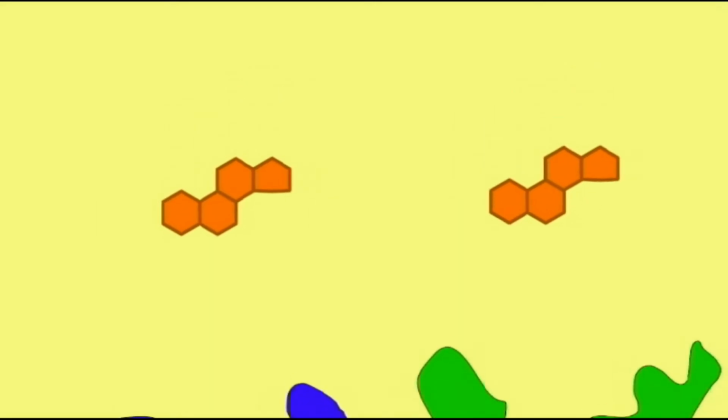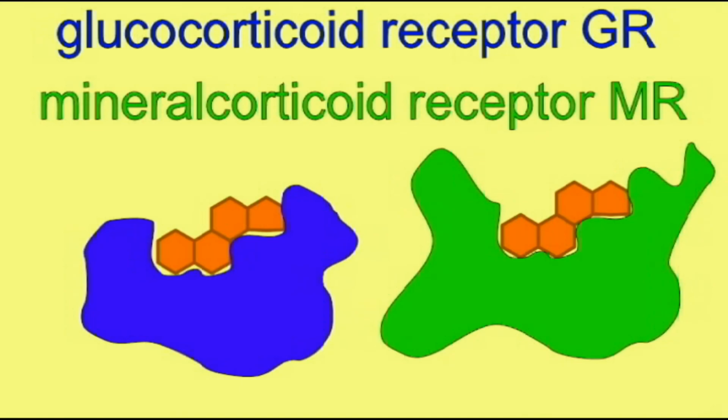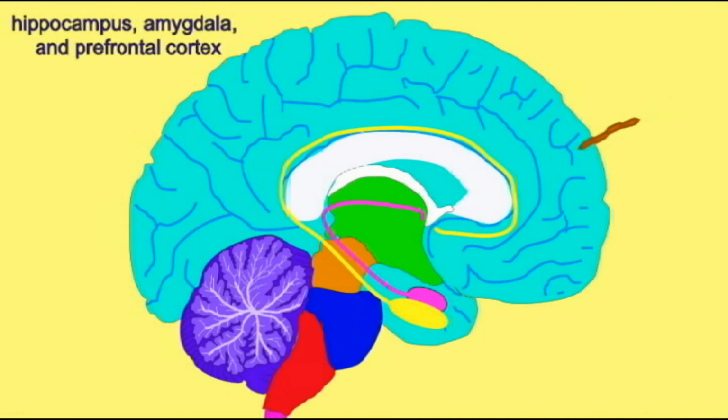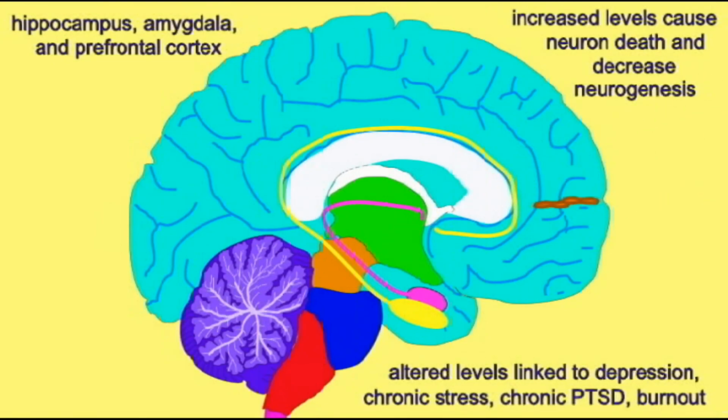The hippocampus has a high amount of glucocorticoid receptor compared to other brain regions, and thus is one of the brain regions most affected by chronic stress.